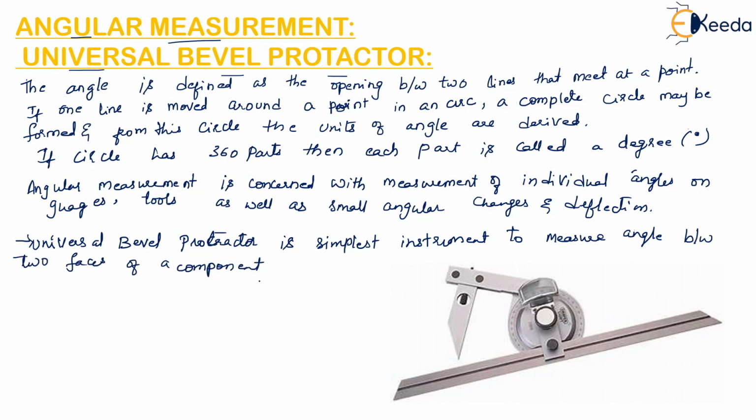So as shown in the figure, it consists of a base plate attached to the main body. So this is the base plate attached to the main body. This is the main body, and it has an adjustable blade which is attached to a circular plate containing the vernier scale. So this is the circular plate, and there is a vernier scale attached here, and there is a blade attached to this circular plate.